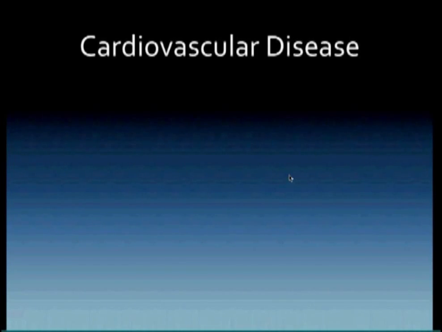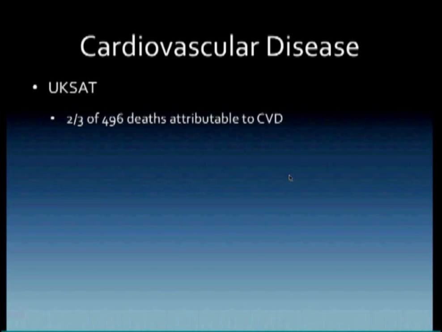So basically, as Nasir alluded to, a large reason that patients die and long-term mortality results are equal in open versus endovascular therapy is that there's a high chance of cardiovascular disease in these patients. If you look at the UK small aneurysm trial, 2/3 of the 496 deaths in the trial were attributable to cardiovascular disease, which is an astounding number.